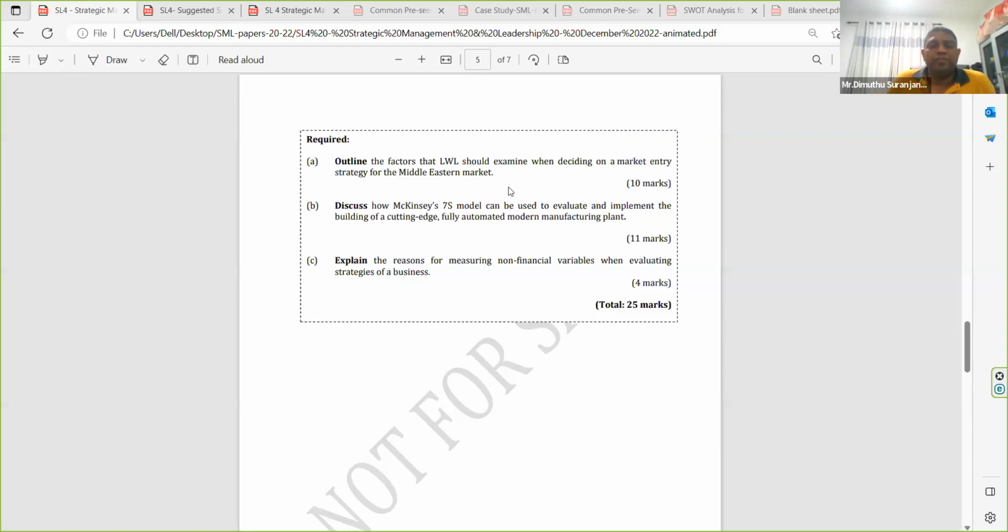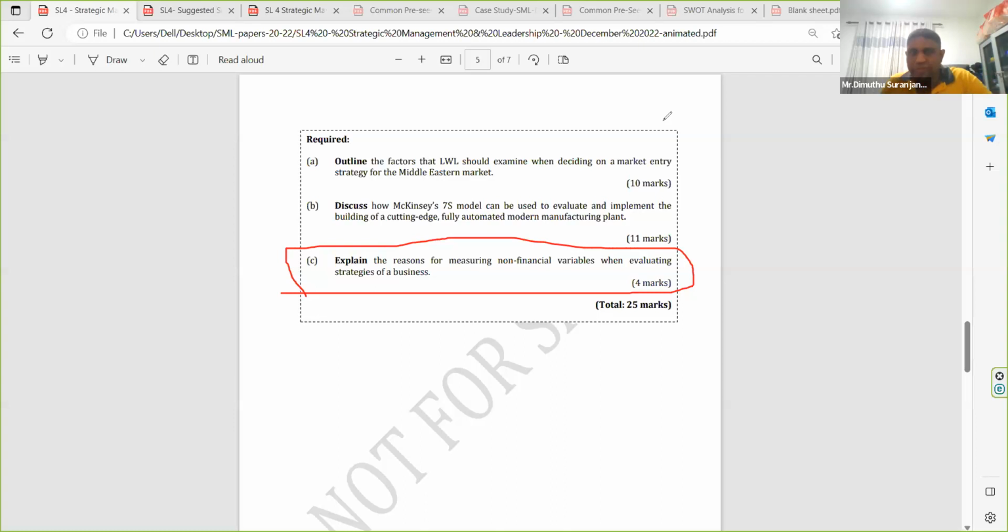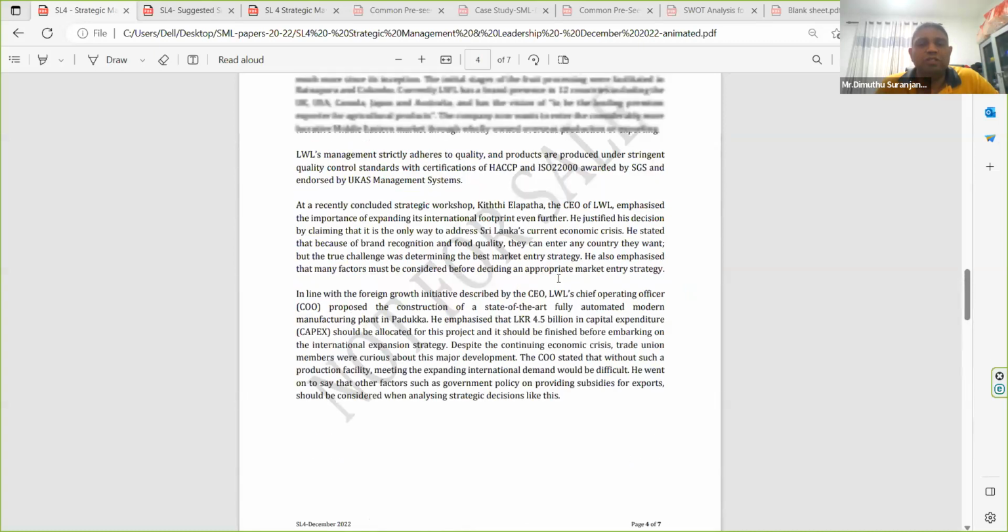C, explain the reason for measuring non-financial variables when evaluating strategies of a business. That is pure theory, no? Not related to the given scenario. It's theory, now that can be addressed. The earlier one also, the last part, here also examine strategies, test the theory part. Application is less here. A and B are more application questions. Now we know 7S is tested here. At the same time, market entry studies are also tested. And we'll go through the questions given.